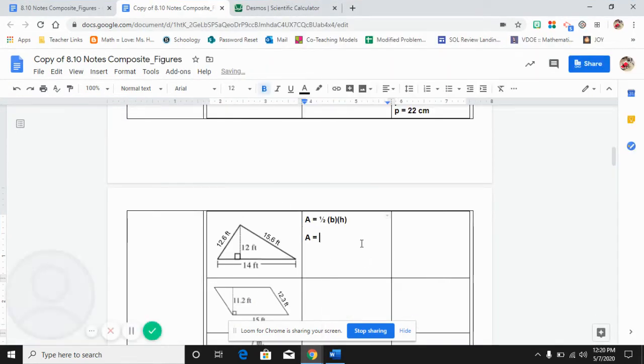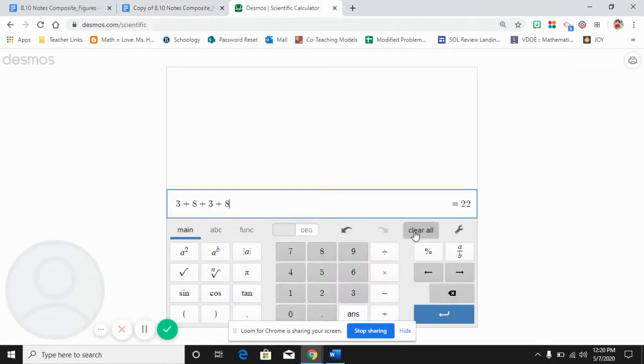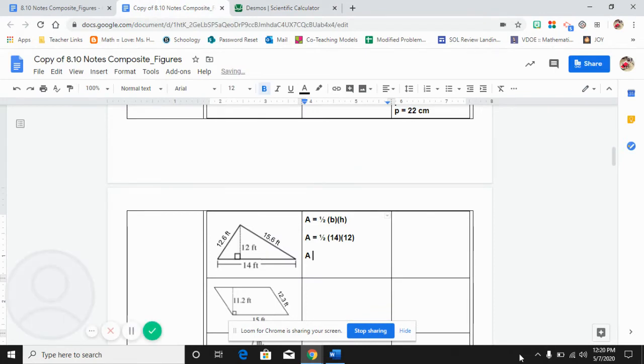So now we're just going to plug in those numbers. Area is 1/2 times the base of 14 and a height of 12. We can go ahead and plug that into our Desmos calculator. 1/2 times base of 14, height of 12. And we get 84. We always need to include our units. So in this case, our units were feet. So we could say 84 square feet.